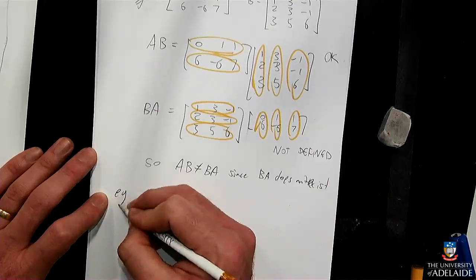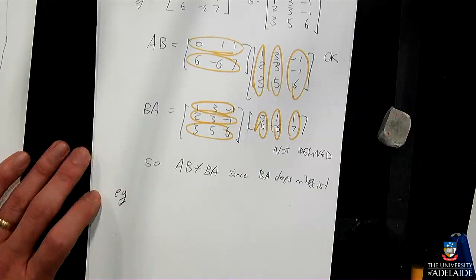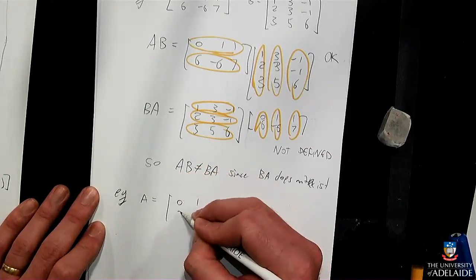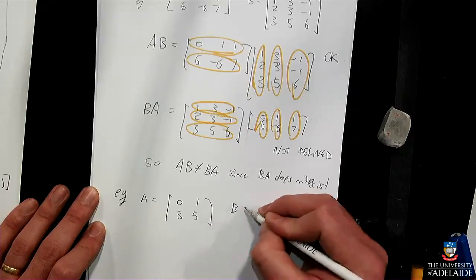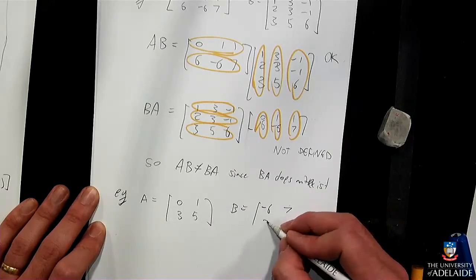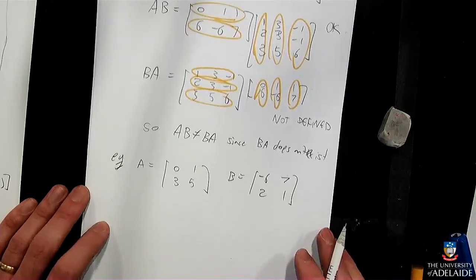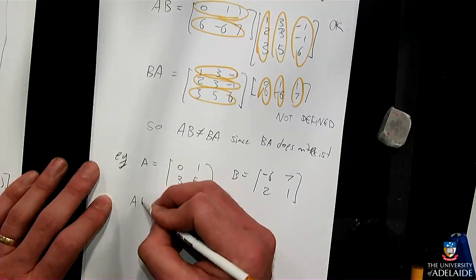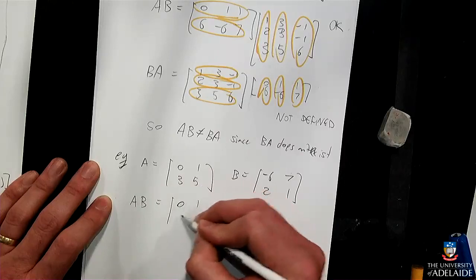Okay, but how about if there actually are both possible? So what if A was 0, 1, 3, 5, and B was minus 6, 7, 2, 1? And it probably doesn't matter. I'm not even trying. If I just put random numbers in there, it is extremely unlikely to work both ways. So AB is this.